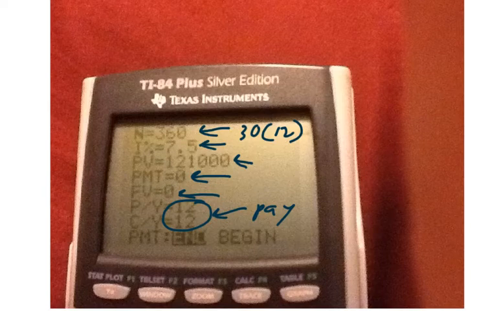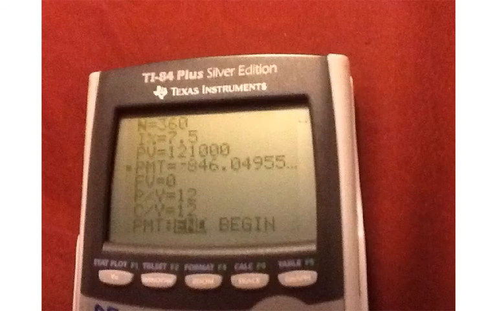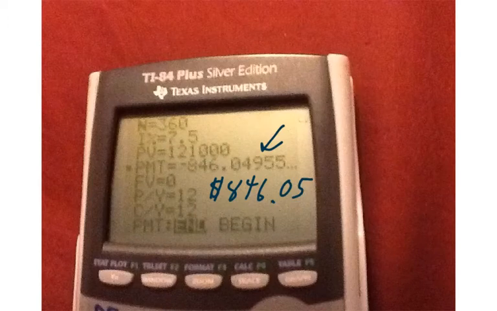Now come back up to the payment, which is what we're trying to find out, and hit the alpha button and then hit the enter button. When you hit alpha and then enter, this is going to change. What this is telling you is that we are going to have to pay $846.05 on the mortgage. And that is the answer to part A.